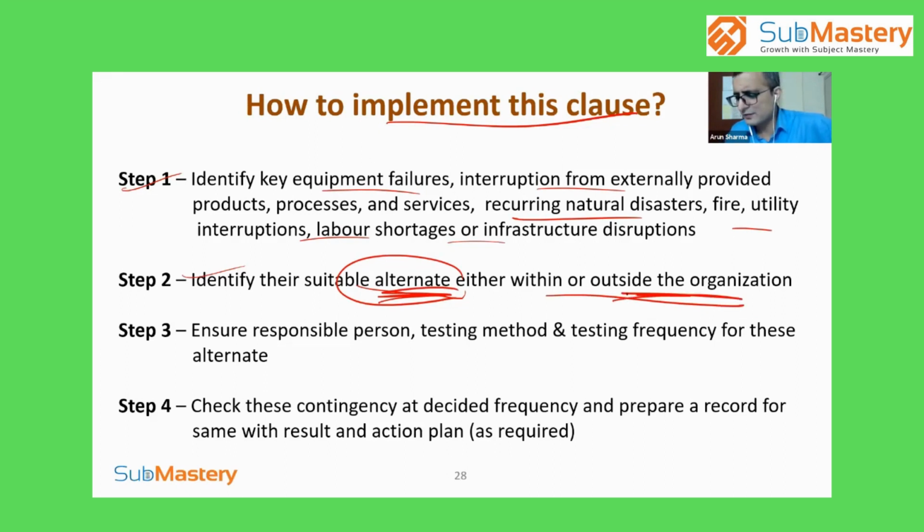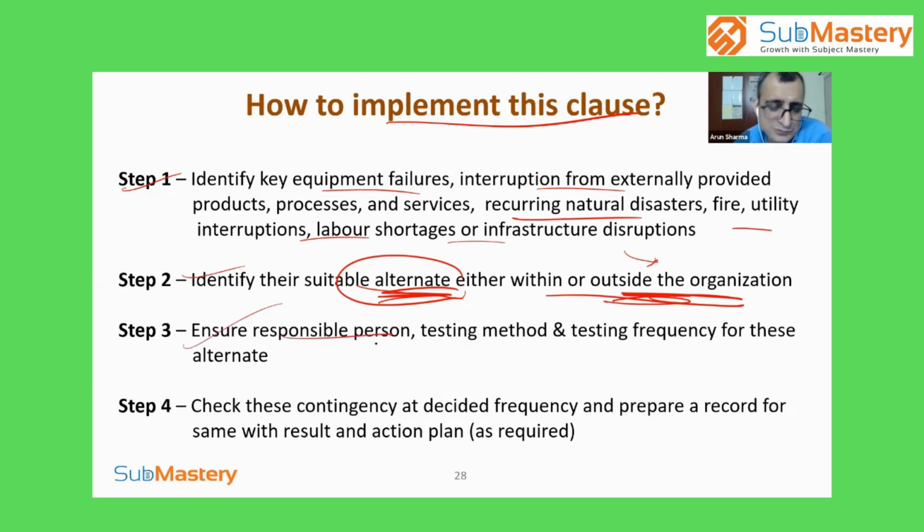Why outside the organization? It could happen that you don't have an alternate DG. I have only one diesel generator. I don't have an alternate diesel generator. Then you keep spare parts. That could be keeping a spare part inventory, or having a contract with some outside third party so that you can get a DG on rent. Like that, you should have some kind of agreement.